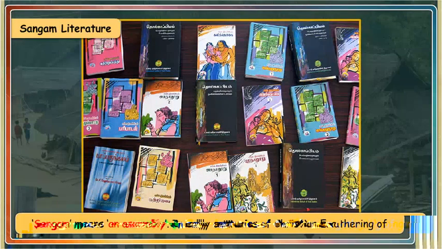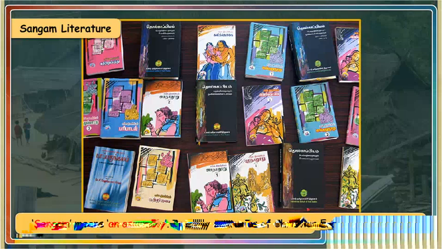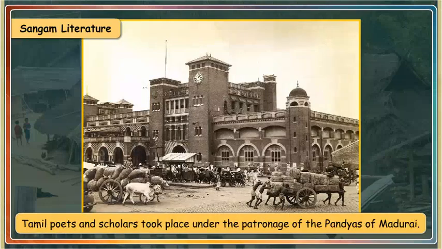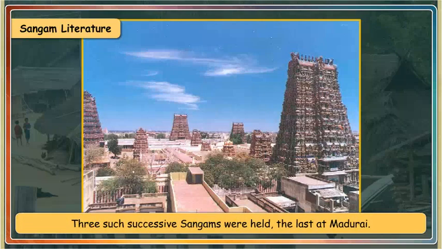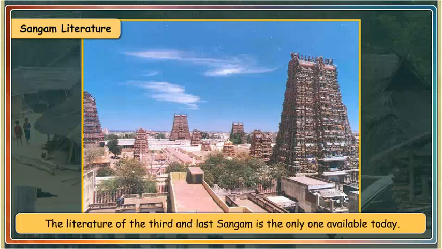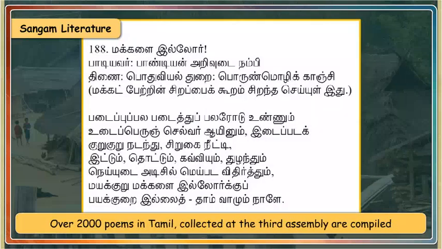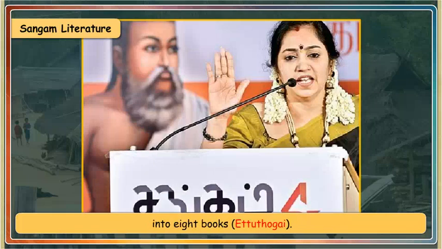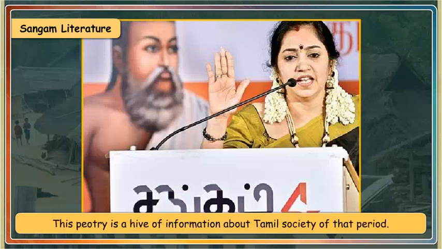Sangam literature. Sangam means an assembly. In earlier centuries of the Christian era, a gathering of Tamil poets and scholars took place under the patronage of the Pandyas of Madurai. Three such successive Sangams were held, the last at Madurai. The literature of the third and last Sangam is the only one available today. Over 2000 poems in Tamil collected at the third assembly are compiled into 8 books, that is, Ettuthogai. This poetry is a hive of information about Tamil society of that period.